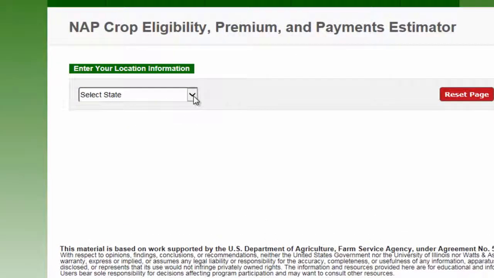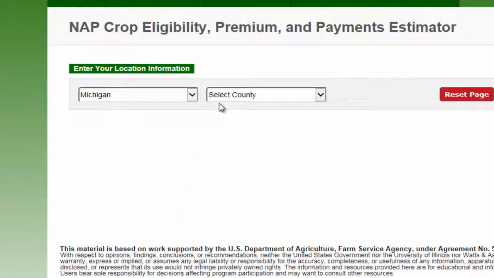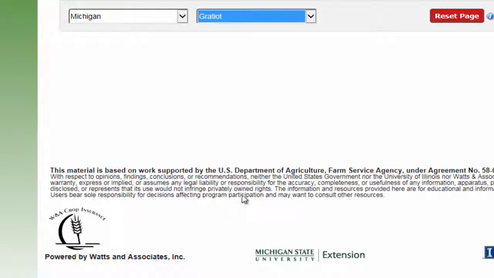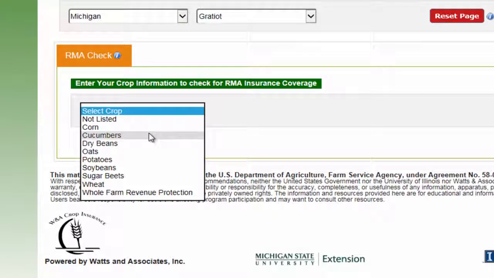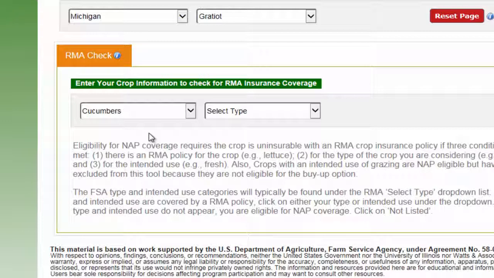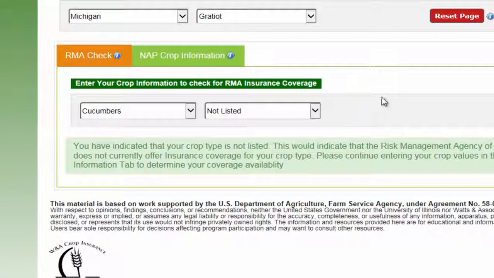For example, cucumbers. So let's go to Michigan again. We're going to go to Gratiot County, where they grow pickles and cucumbers. We're going to select a crop, and in this case, it's on the list, cucumbers. So that still looks like we can use Risk Management Agency facilitated crop insurance. However, when you go over to select type, it's not pickling. Let's say it's not listed. That makes you eligible for NAP coverage.